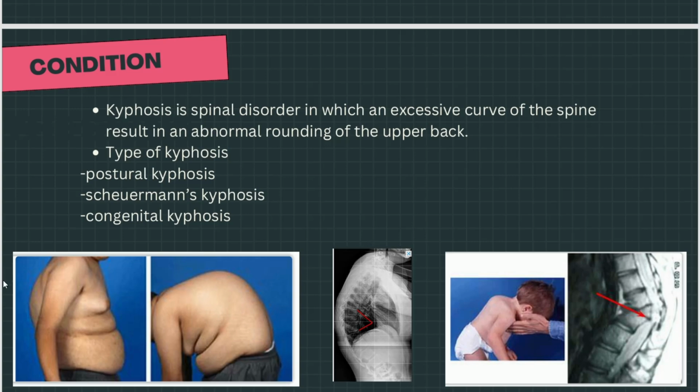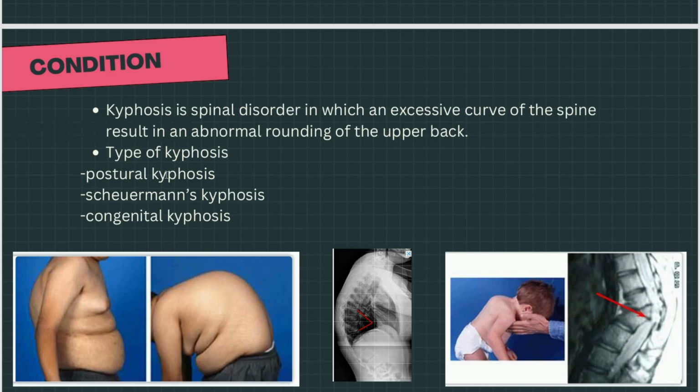As you can see in the picture, this one is Scheuermann kyphosis, and this one is congenital kyphosis. Postural kyphosis is the most common type of kyphosis and usually becomes noticeable during adolescence. It is noticed clinically as poor posture or slouching, but is not associated with severe structural abnormality of the spine.